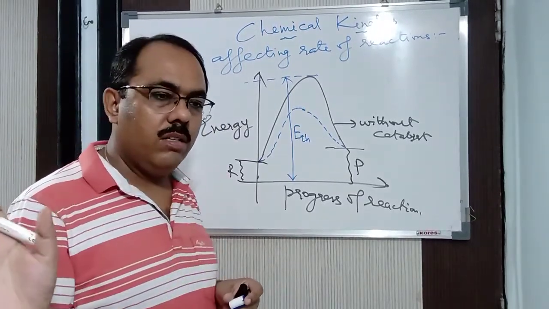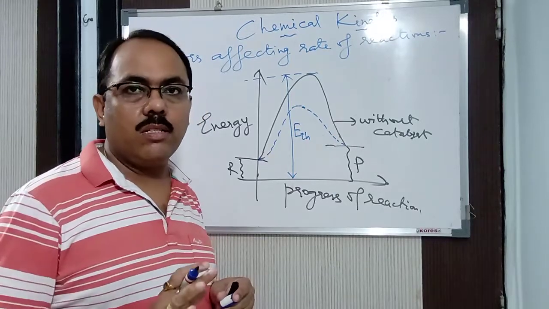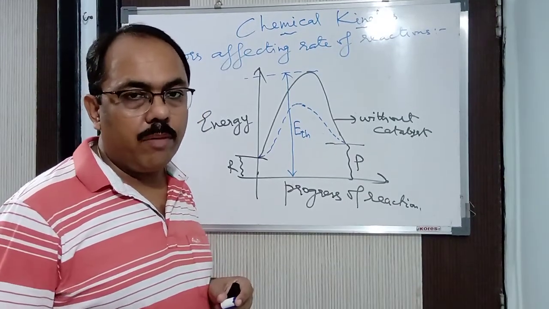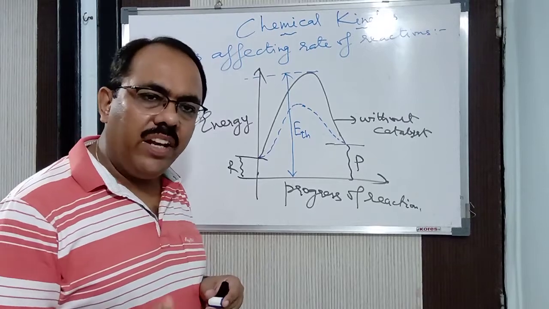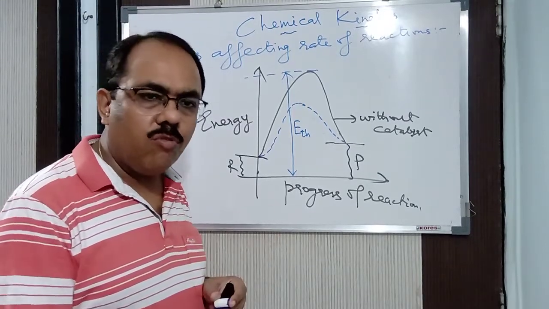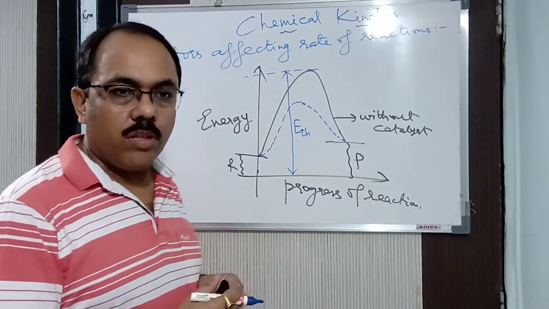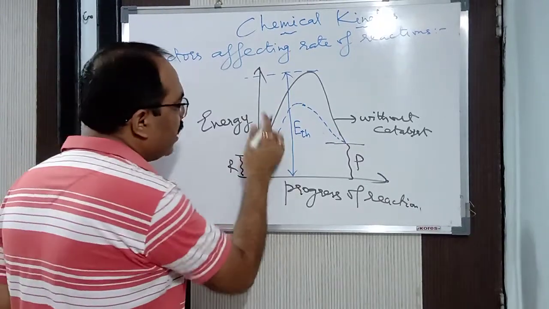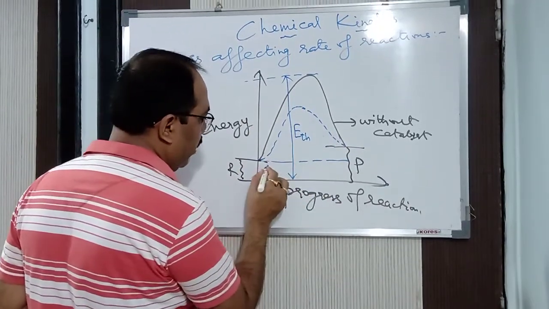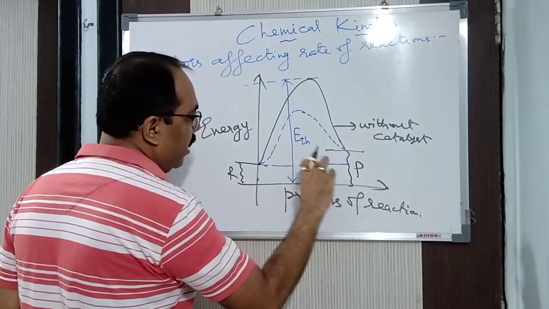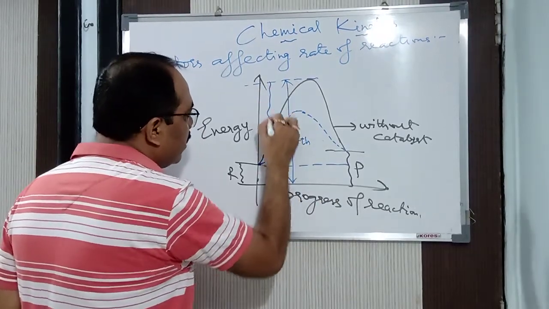Most of the reactions, 99% of the reactions you can see, except ionic reactions which are carried out at room temperature. Otherwise, most of the reactions you have to heat slightly. At least you have to warm it. Then only the reaction is carried out. So you have to provide some extra amount of energy. See, this is the energy of the reactant. Now this is not sufficient to carry out a reaction, so I have to provide this excess amount of energy.